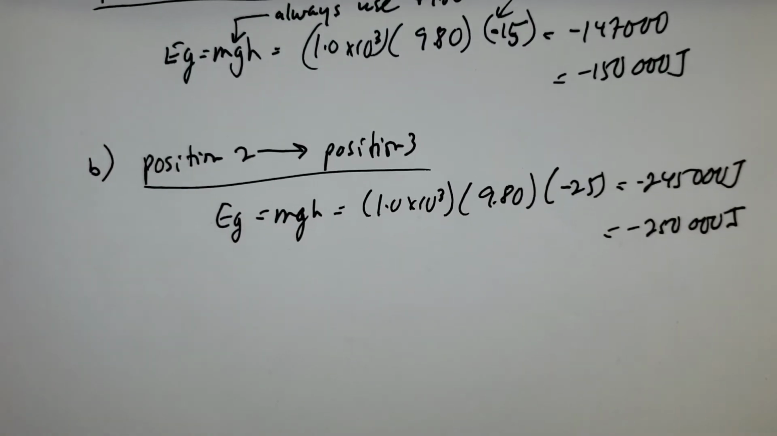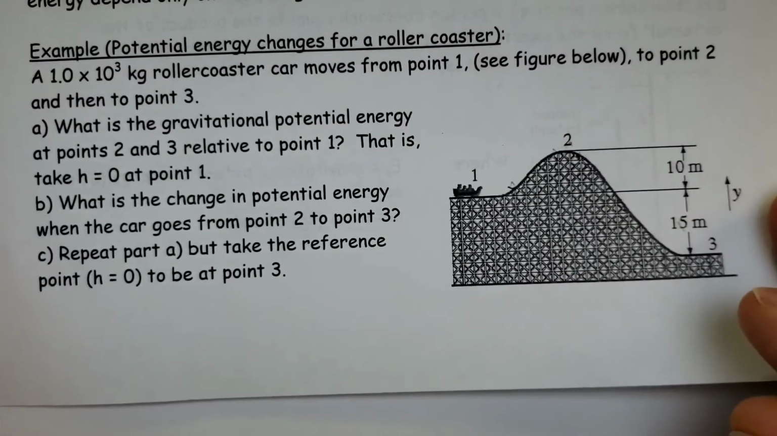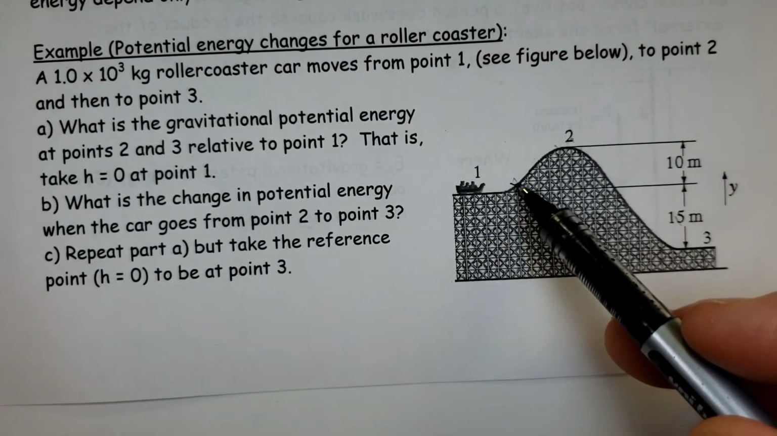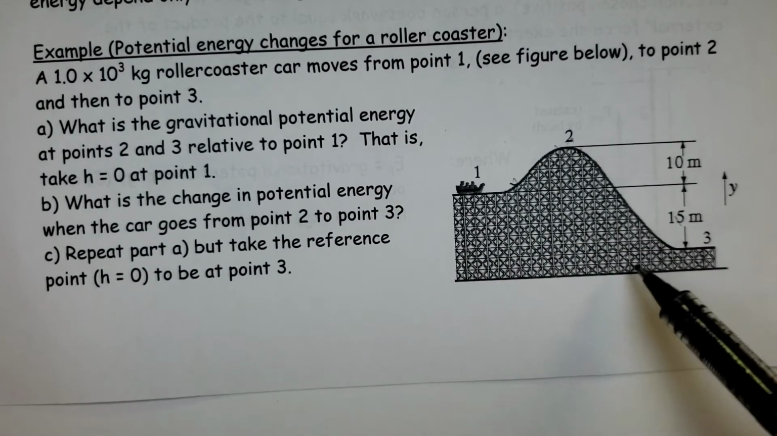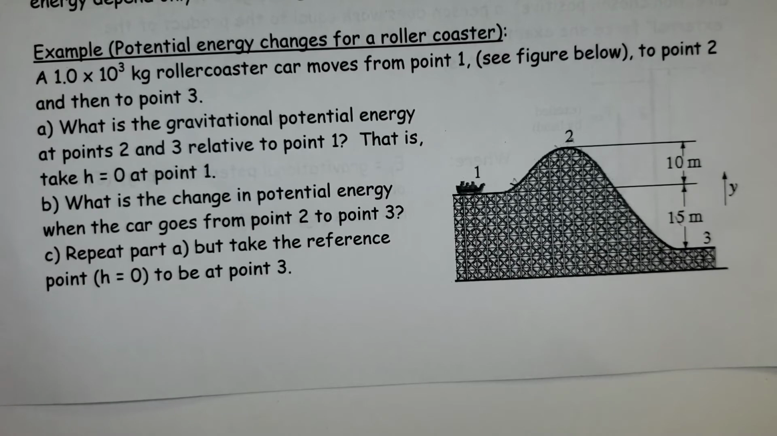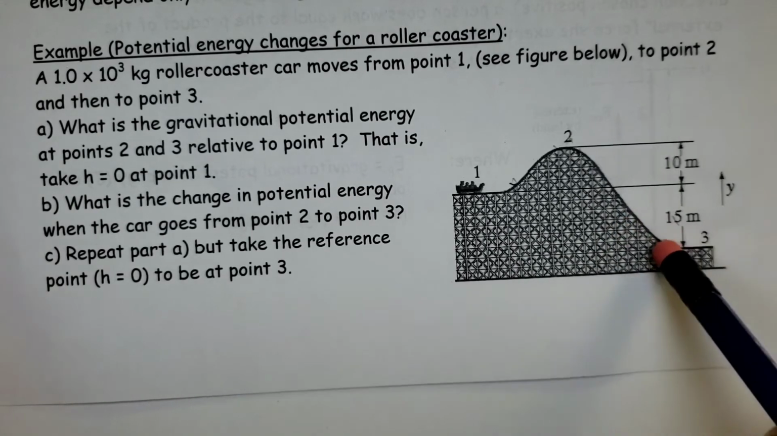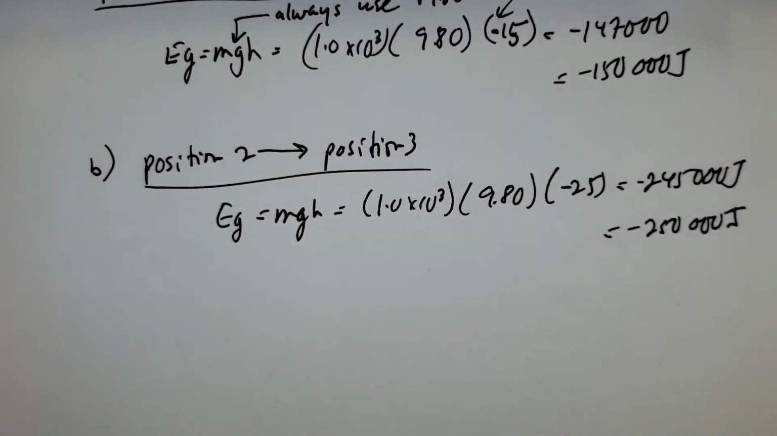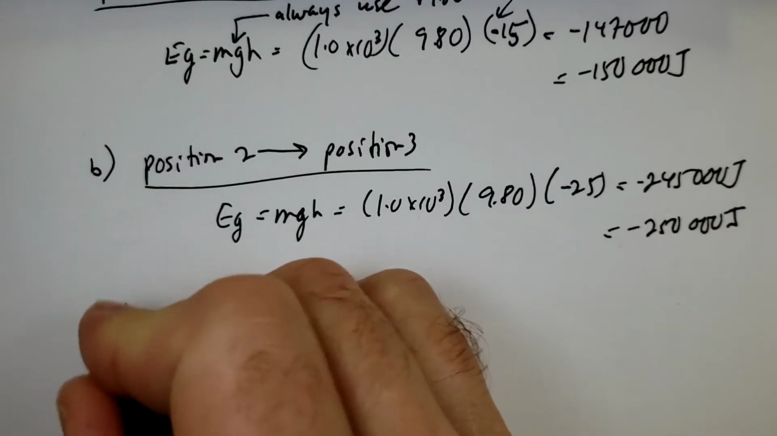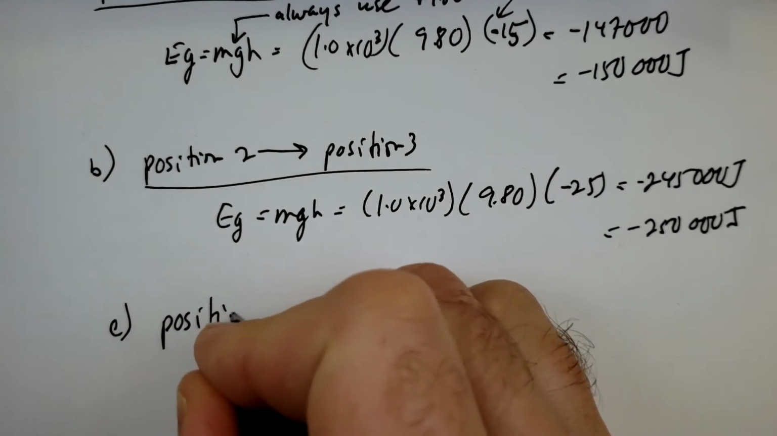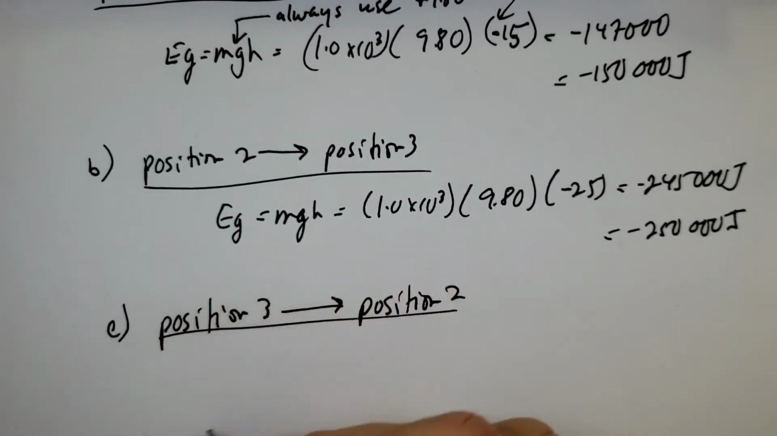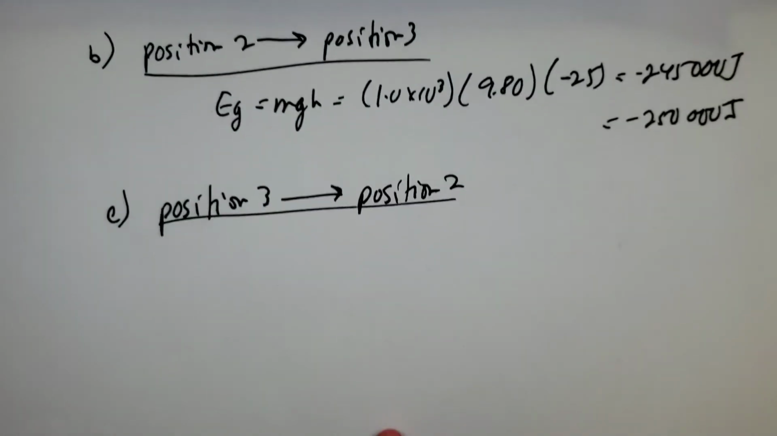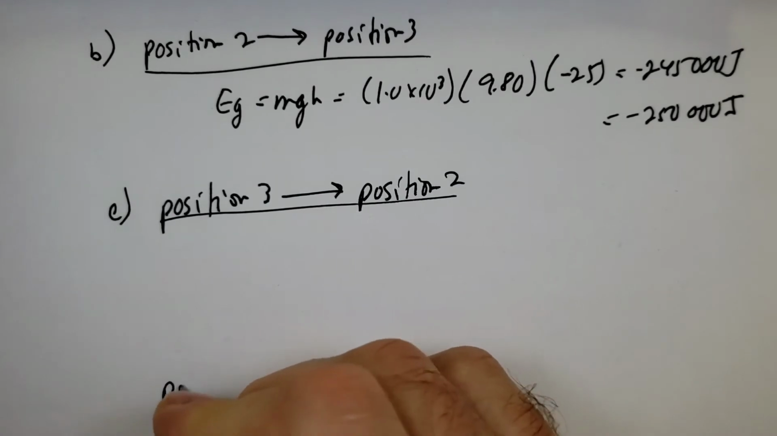And then last one, for part C, it says repeat number 1. So number 1, we went from 1 to 2 and 1 to 3. But this time we are using reference position 3 as my starting point. So it's going from here to here, here to here. You know that last one's going to be kind of funky. So we're going from position 3 to position 2. And then the last one, yeah, it's funky because we're going from position 3 to position 3.